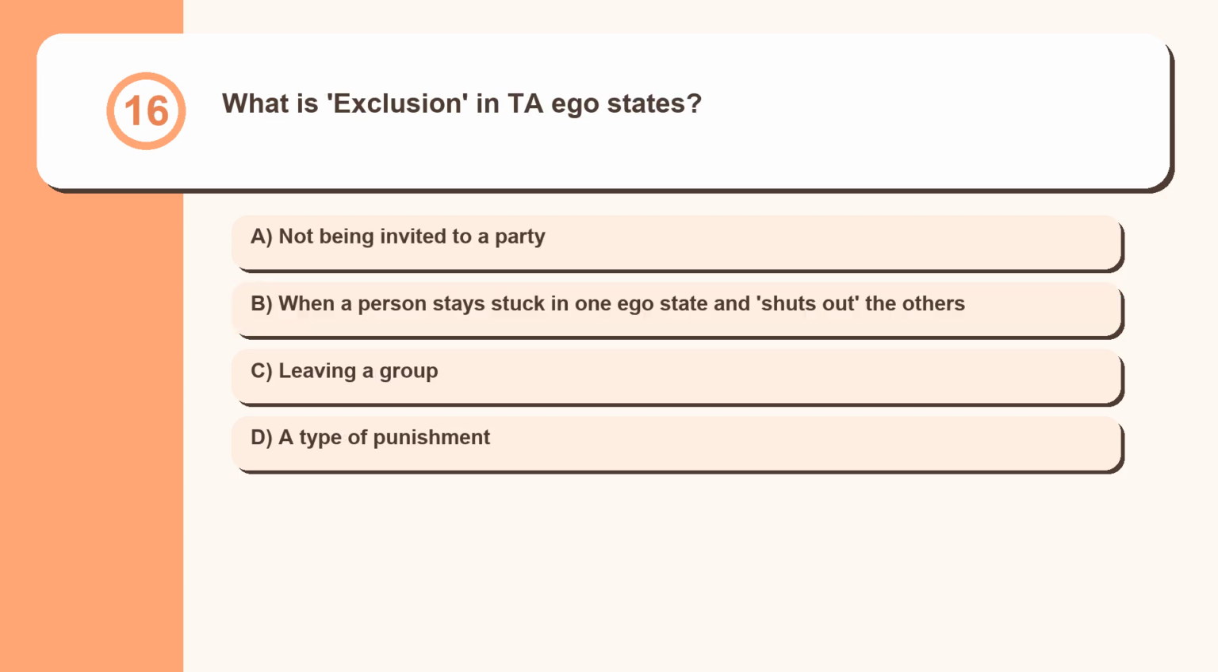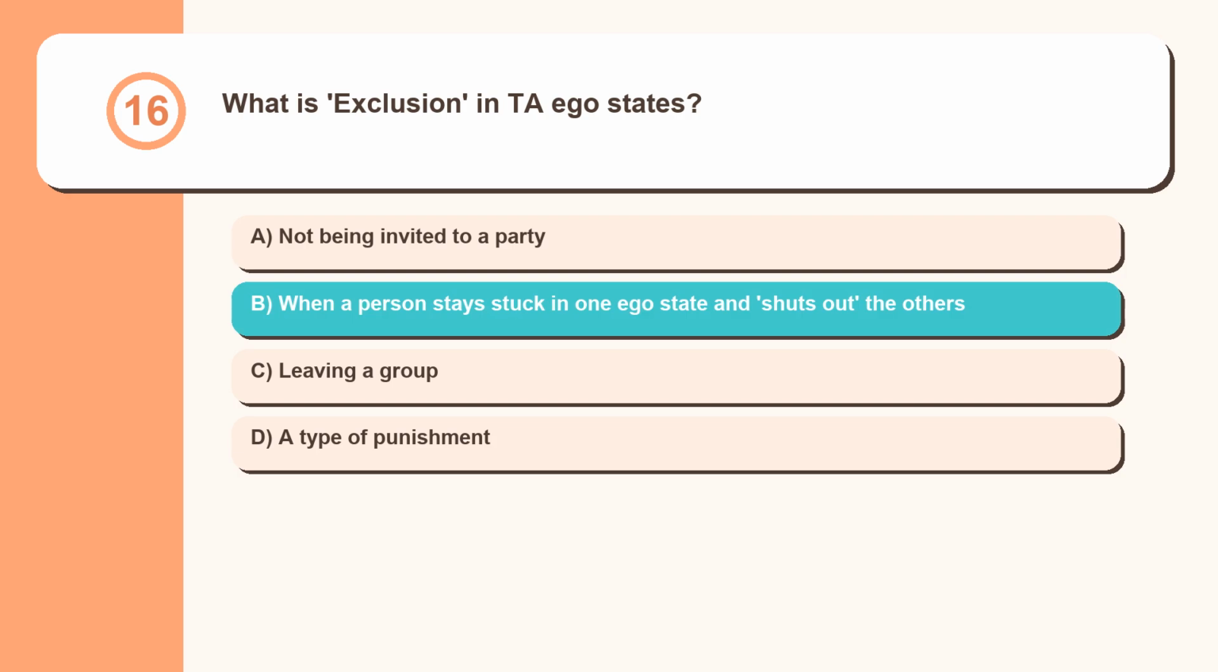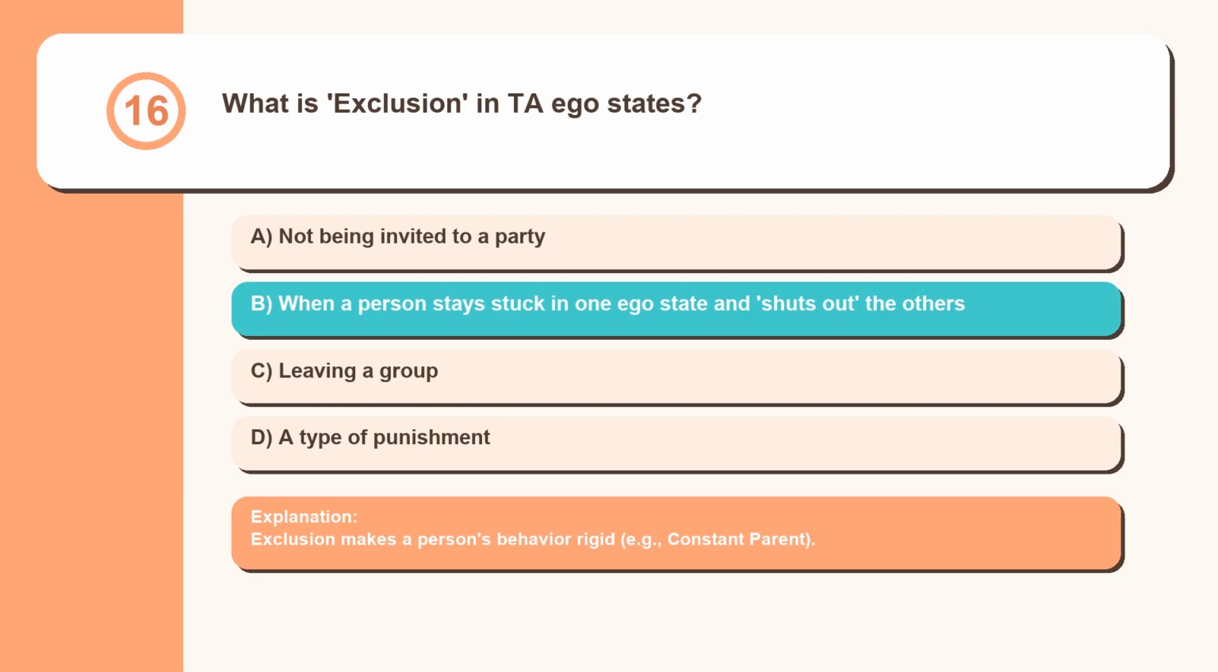Question 16. What is exclusion in TA ego states? Not being invited to a party. When a person stays stuck in one ego state and shuts out the others. Leaving a group. A type of punishment. Exclusion makes a person's behavior rigid, for example, constant parent.